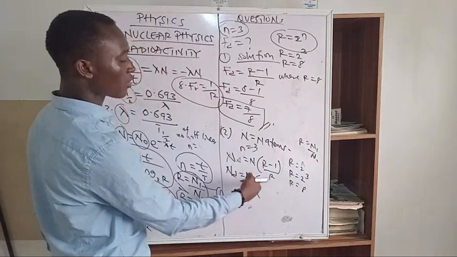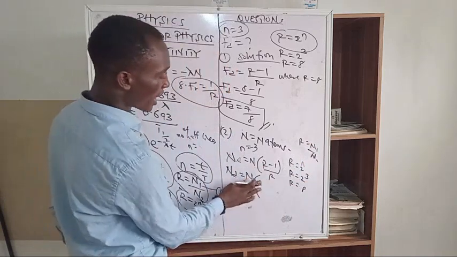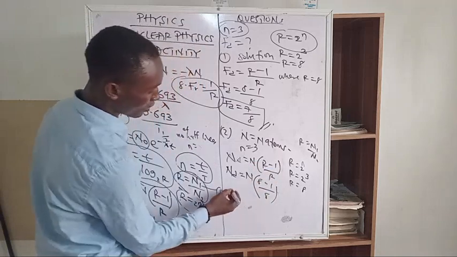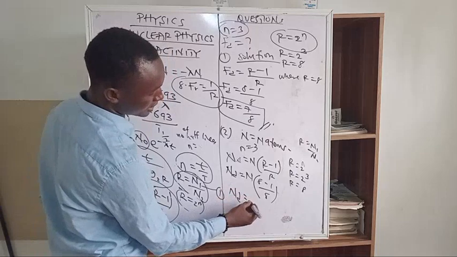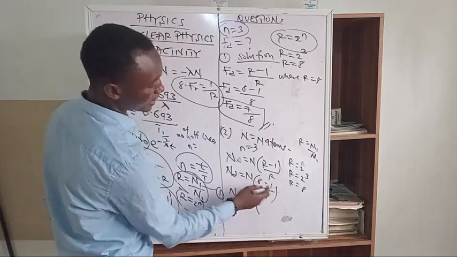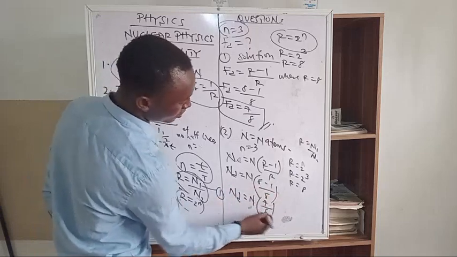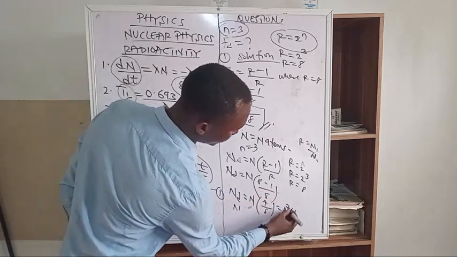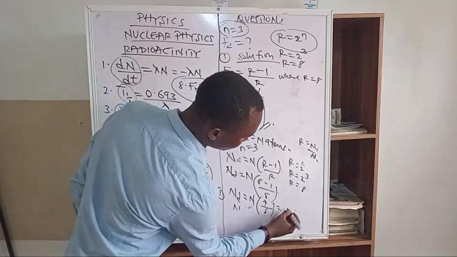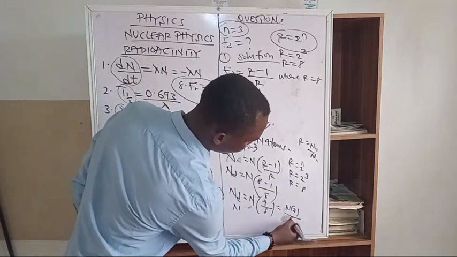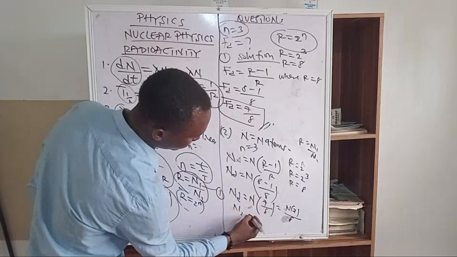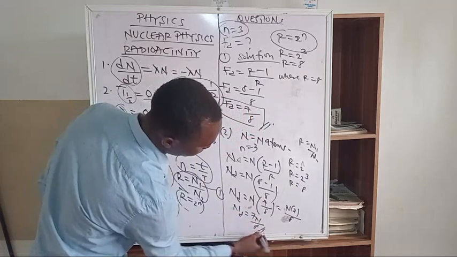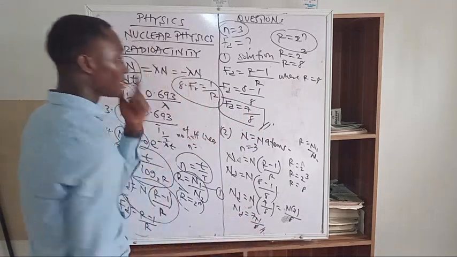So Nd is equal to N into (r - 1) over r. r - 1 gives 8 - 1, then over 8. So Nd is equal to N times 7 over 8, that is 7N over 8. So at the end, the number of atoms that have decayed is 7N over 8. That's how to calculate it.